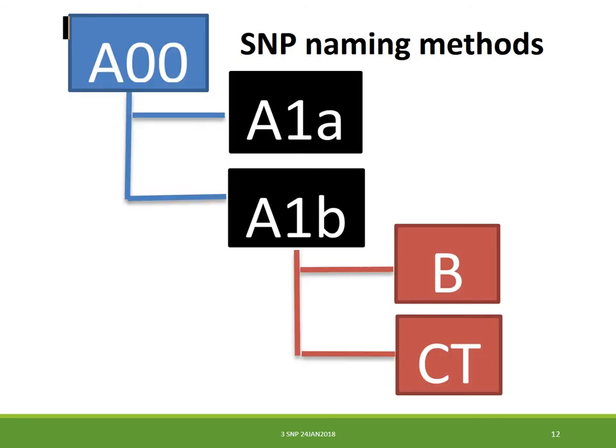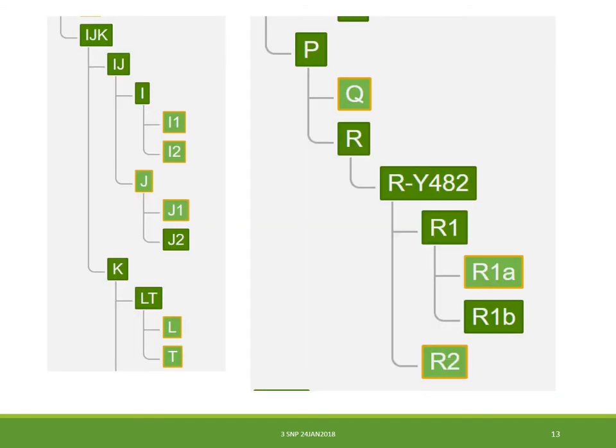So how did they name these things? Like anybody else in the scientific field, when you get ready to start naming something, you start with A. Then you discover there's two parts to A, so you have A1A and A1B. Then you discover A1B has two parts, and you call those parts B and CT. And then you go through the alphabet; you see in the left column we're going to I, J, K, L, R, T. In the right column, we show some of the particular ones further down the tree, with the most modern, most recent SNP ones being R2. But the majority of things we're going to look at are in R1A and R1B.